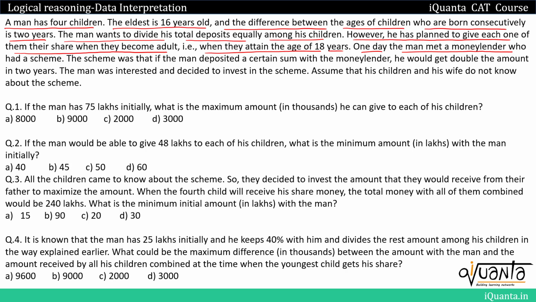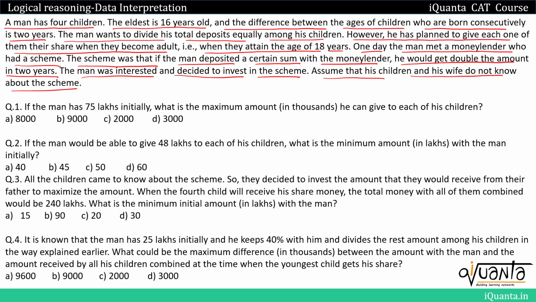One day the man met a moneylender who had a scheme. The scheme was that if the man deposited a certain sum with the moneylender, he would get double the amount in 2 years. The man was interested and decided to invest in the scheme. Assume that his children and his wife do not know about the scheme.